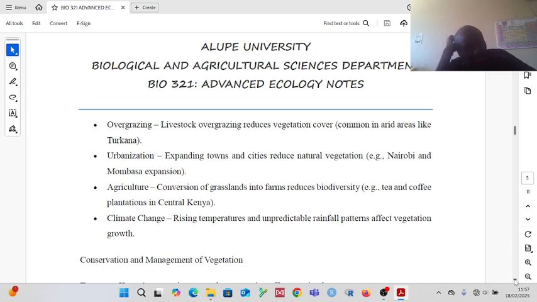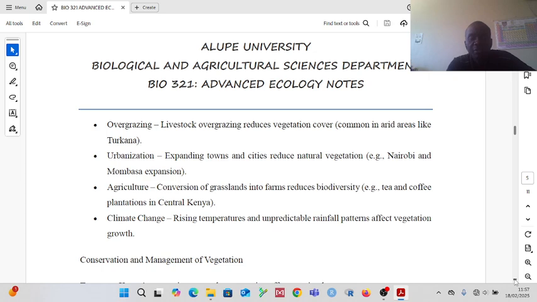Another impact that humans have on vegetation is urbanization. With the expansion of towns, of cities, we end up reducing the natural vegetation. Another thing that came with the technology is agriculture. Agriculture leads to the conversion of huge tracts of vegetation into farms where you only plant a common type of species of plant, like coffee, like tea, like maize.